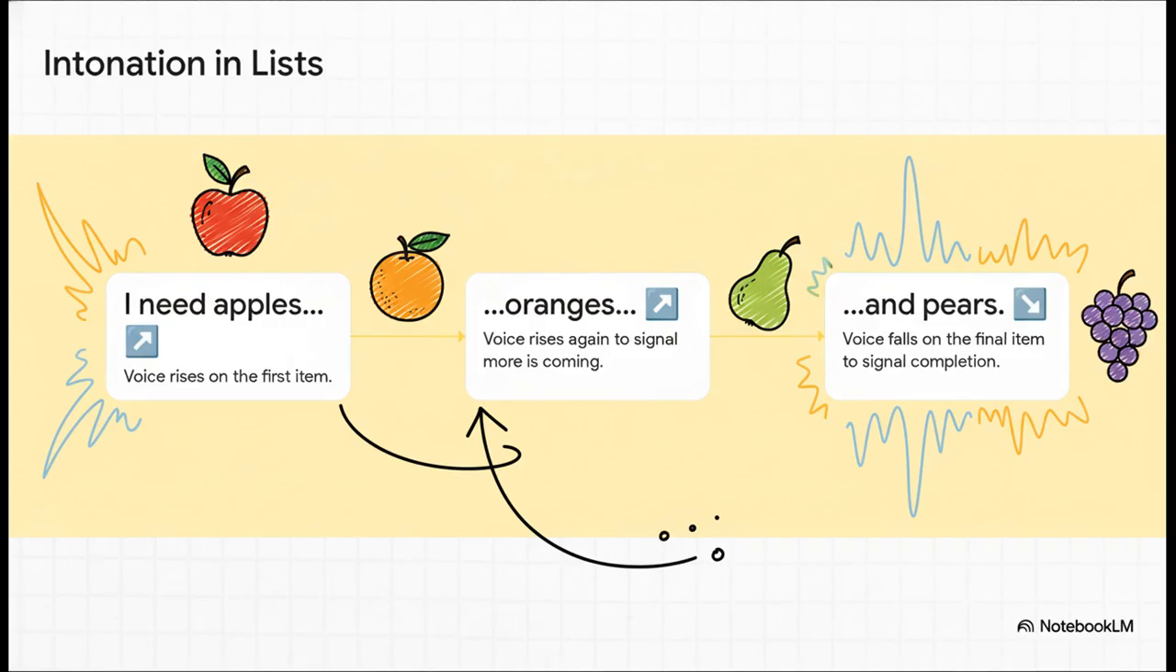When you list a few things, your voice goes up on each item to signal that more is coming. But on the final item, it drops. Like this. I need to get apples, oranges, and bananas. That final drop tells everyone, okay, that's the end of the list.